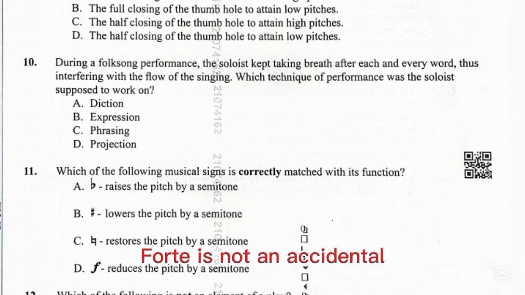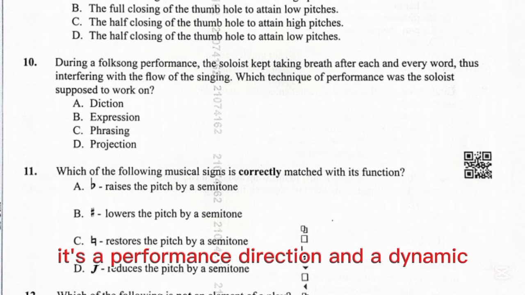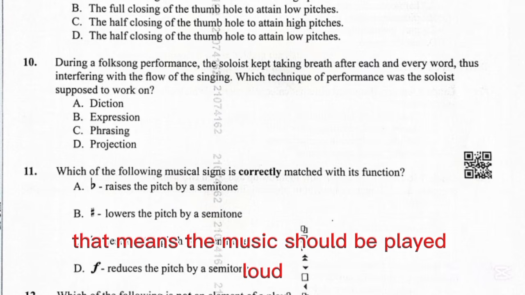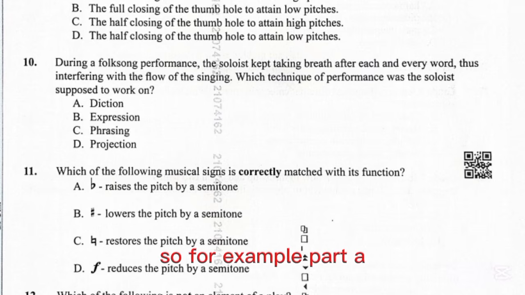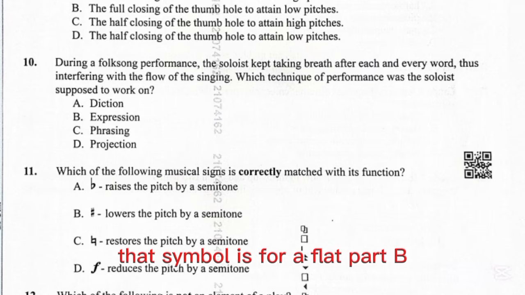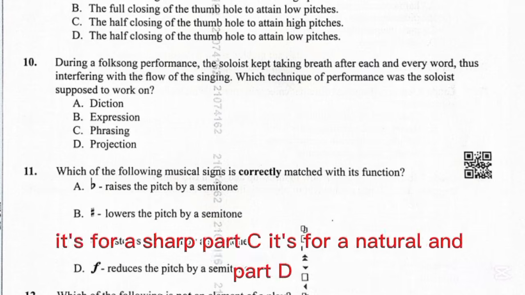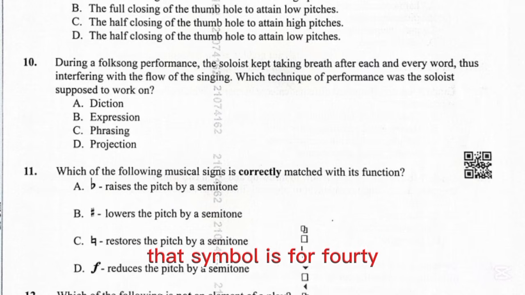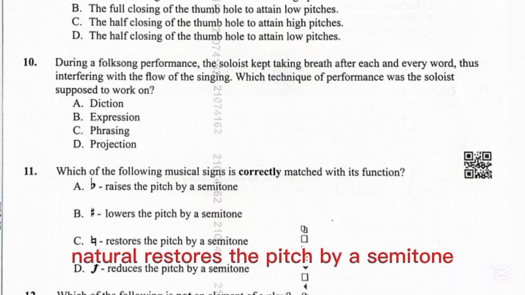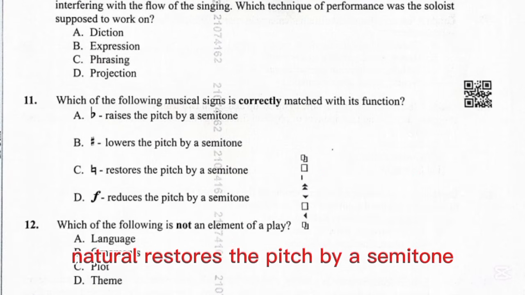forte. Forte is not an accidental, it's a performance direction and a dynamic. That means the music should be played loud. So, for example, part A, that symbol is for flat. Part B, it's for a sharp. Part C, it's for a natural. And part D, that symbol is for forte. So the correct answer was C. Natural restores the pitch by a semitone.